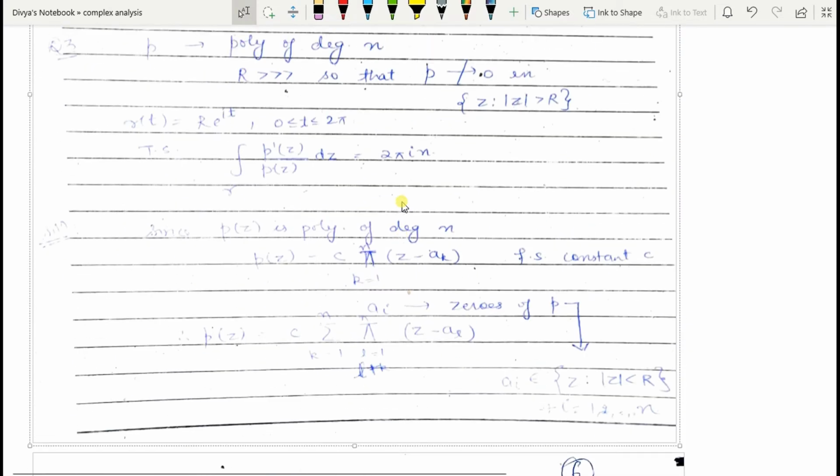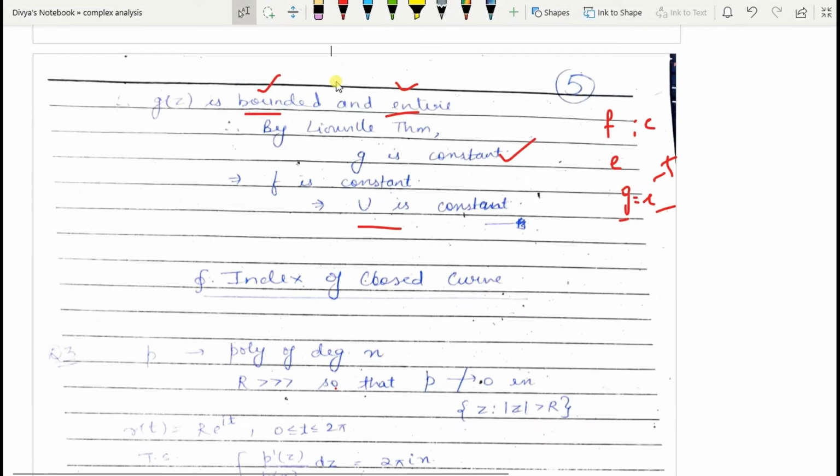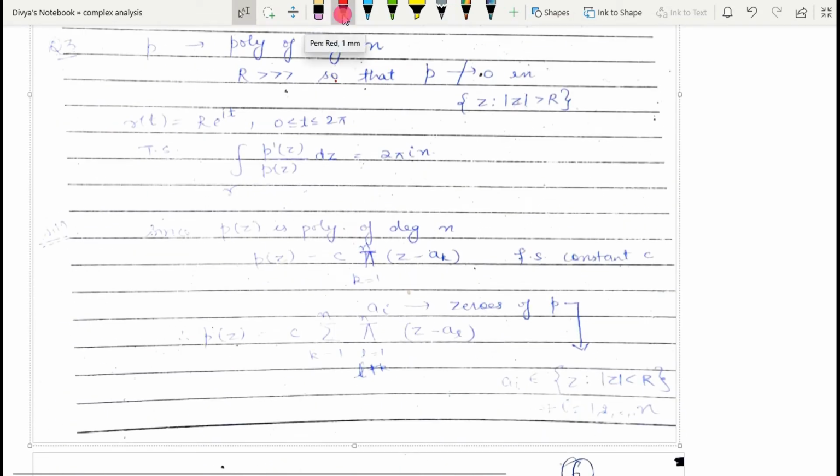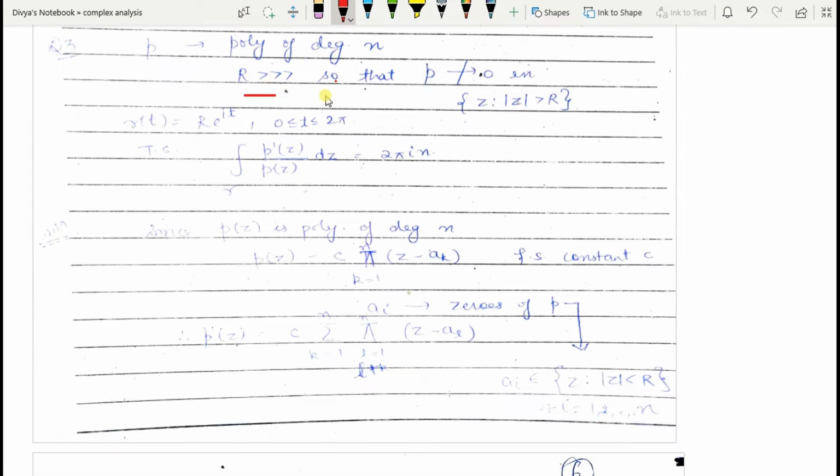So next section is we have to find the index of closed curves. For that we are given a function p, a polynomial of degree n. R is very large, so that p is not tending to 0 in this domain. That means when modulus of z is greater than r, then p is not tending to 0. Gamma t is given by the curve r e to the power it. We have to show that the integration over gamma of p dash upon p dz is equal to 2 pi i n.